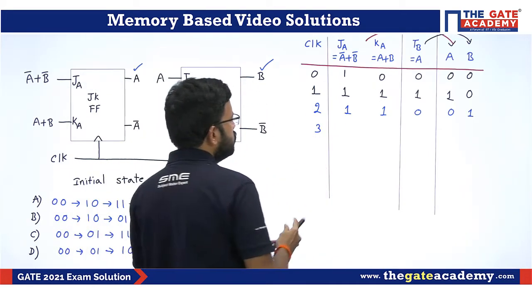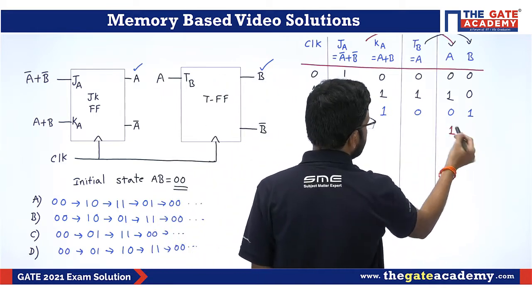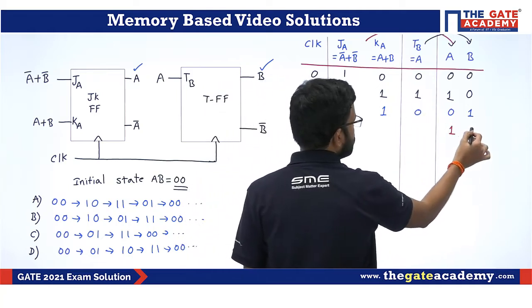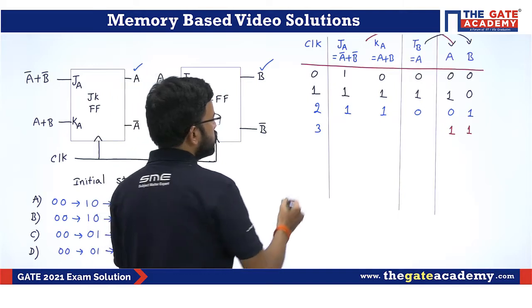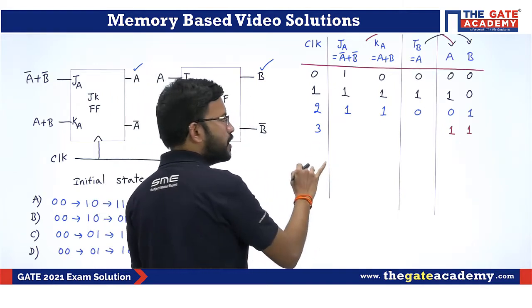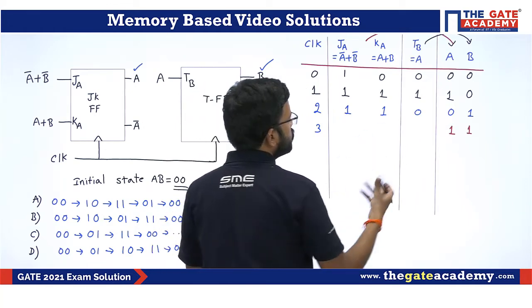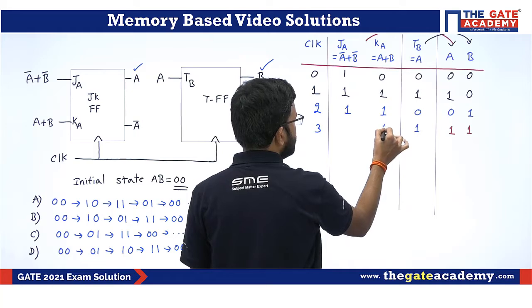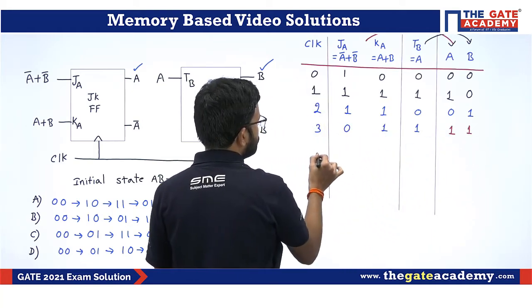The third positive edge of the clock pulse I am applying. Now here the inputs are 1, 1, so the output is 1, because it will get complemented. Here the input is 0, there is no change at the output. Before applying the next clock pulse, with respect to this, determine the inputs. Here A value is 1. Next, 1 plus anything is 1, logical OR. 1 bar is 0, 1 bar is 0. That means you will get 0.